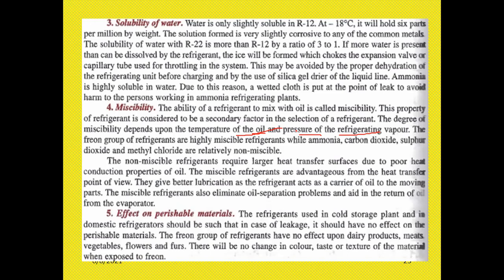Next, the effect on perishable materials. Perishable means materials which will last for less time. The refrigerants used in cold storage plants and in domestic refrigerators should be such that in case of leakage, they have no effect on the perishable materials. The Freon group of refrigerants have no effect upon dairy products, meats, vegetables, flowers and furs. There will be no change in color, taste or texture of materials when exposed to Freon.